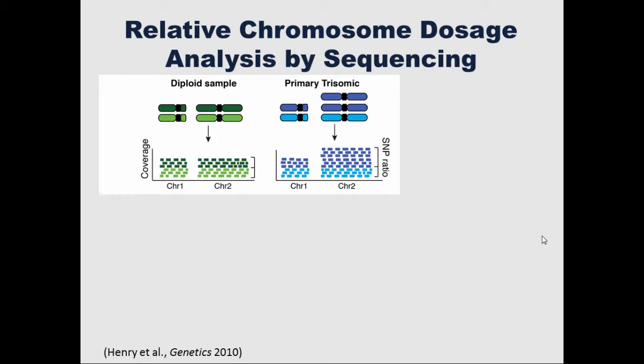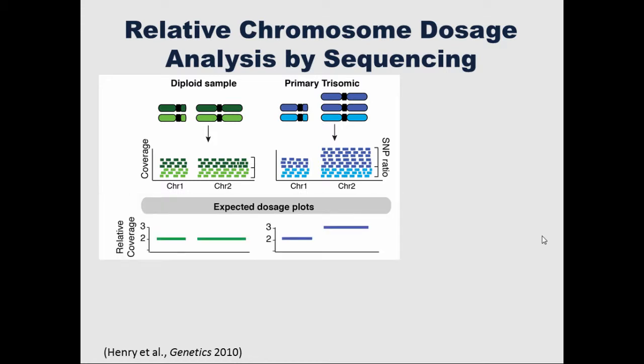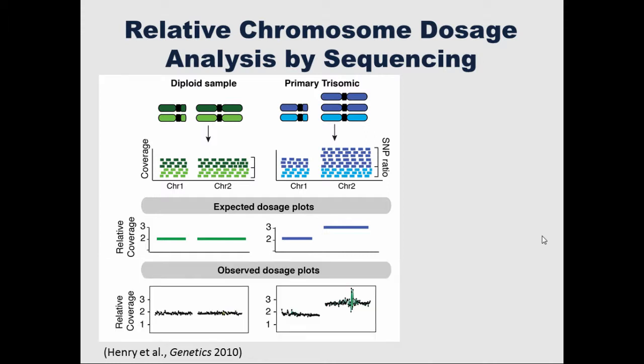And in this example with the primary trisomic, where you have an extra chromosome, you get a change in the number of reads that map to, in this case, chromosome 2. So then you will see the difference. This is just the theoretical plot that you would expect, and this is a real-life example of what we see. So it's actually a really nice way to do this.